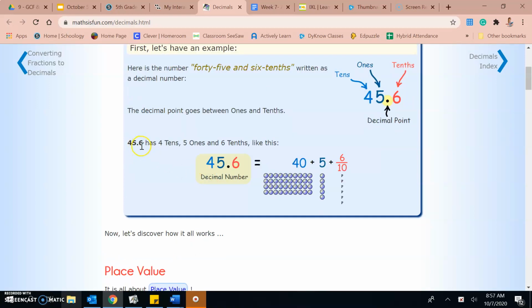45 and 6/10 has 4 tens, 5 ones, and 6/10. And this is what it would look like as a picture. So here are my 10s, here are my 40s, here are my 5 ones. And then it represents 6/10. 1, 2, 3, 4, 5, 6. So there are 6 tiny fractional parts, 6/10, which combined together equals 45 and 6/10.